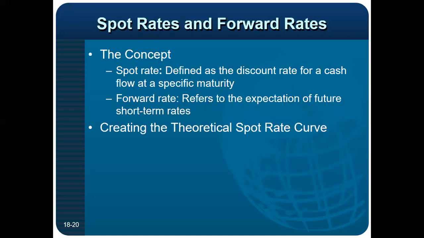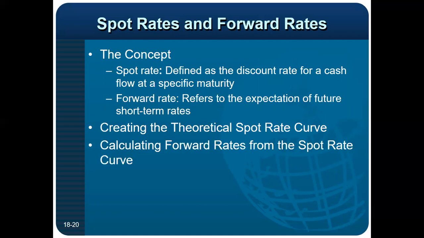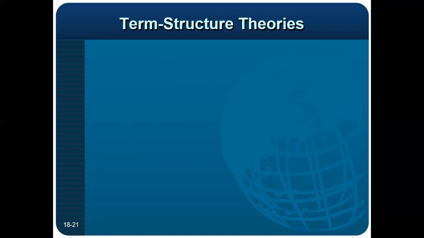So the concept of spot rate and forward rates. Spot rate is defined as the discount rate for a cash flow at a specific maturity. Forward rate refers to the expectation of future short-term rates. So it involves creating the theoretical spot rate curve, and calculating the forward rate from the spot rate curve.